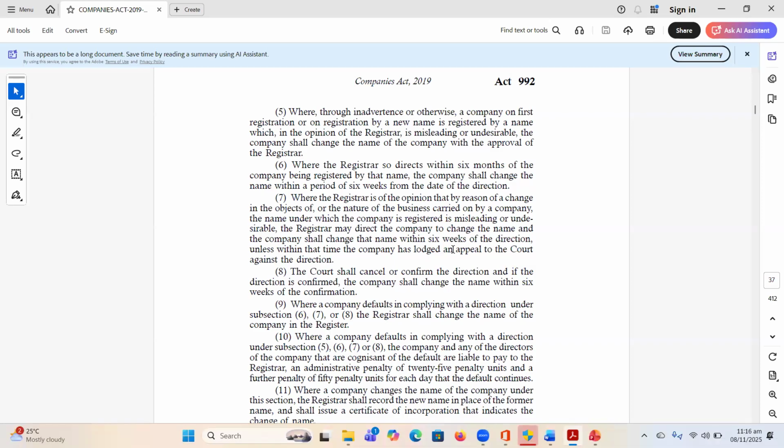Now, where the registrar is of the opinion that by reason of the change in the objects, that is what the company is set up to do, or the nature of the business carried on by the company, the name under which the company is registered is misleading or undesirable, the registrar may direct the company to change the name, and the company shall change that name within 6 weeks of the direction, unless within that time the company has lodged an appeal to the court against the direction. So the court here refers to the High Court. If you disagree with the decision of the registrar, you don't go to the Circuit Court, you go to the High Court. You don't go to the Court of Appeal or Supreme Court, you go to the High Court before later on, if you want to appeal again, you can appeal.